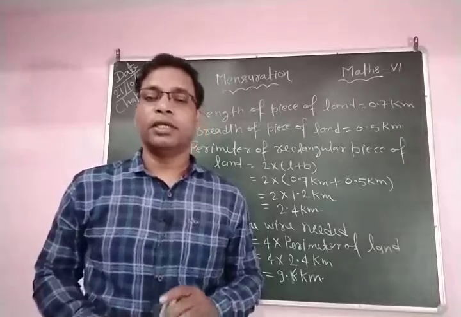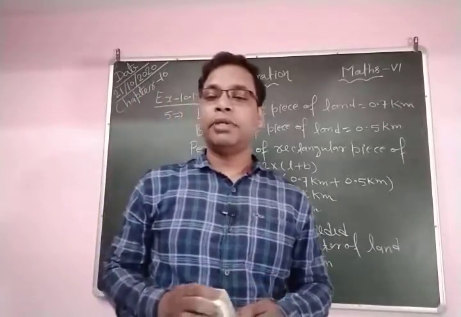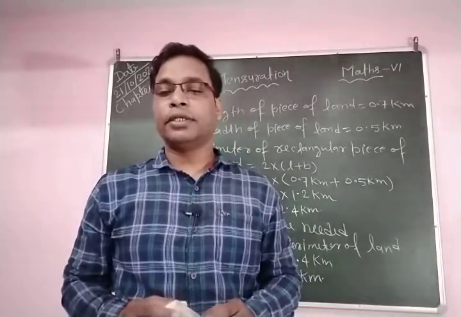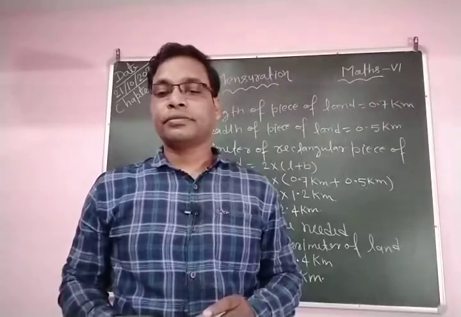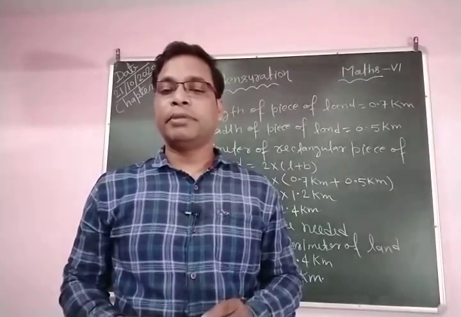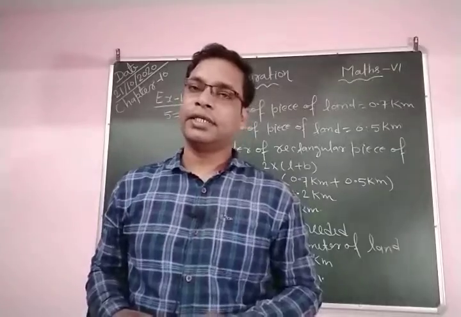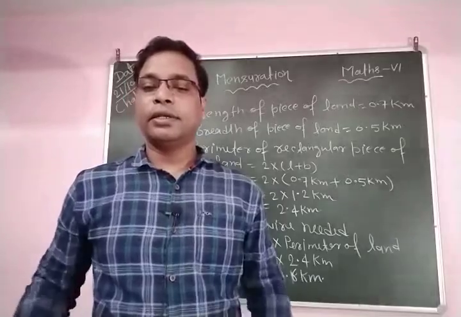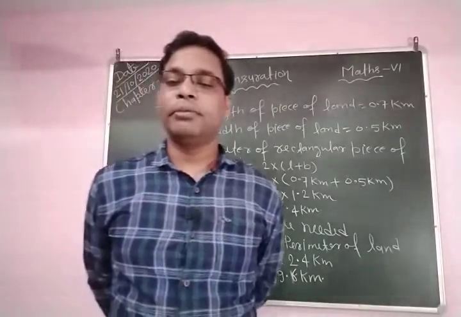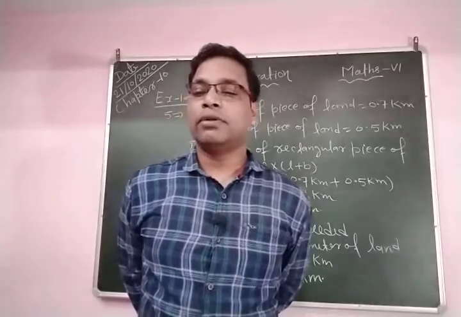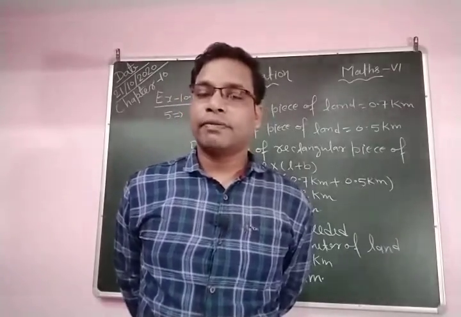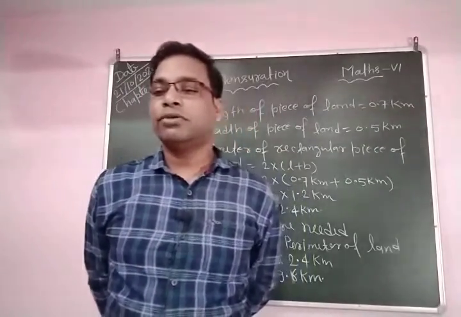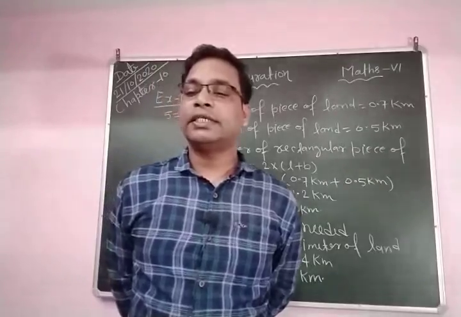Next question is question number 10. It is given that the perimeter of a regular pentagon is 100 centimeters. So a regular pentagon has 5 sides, and each side is equal. Their perimeter is given as 100 centimeters. We need to find how long each side is.